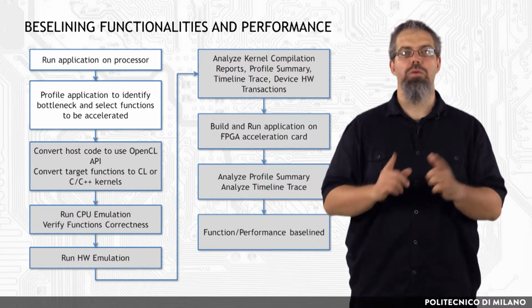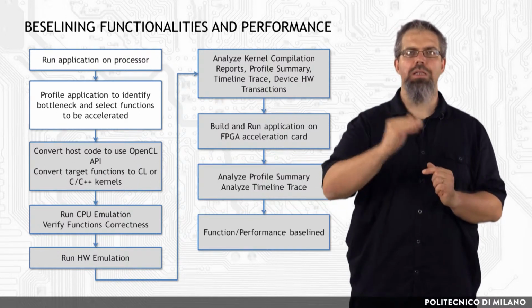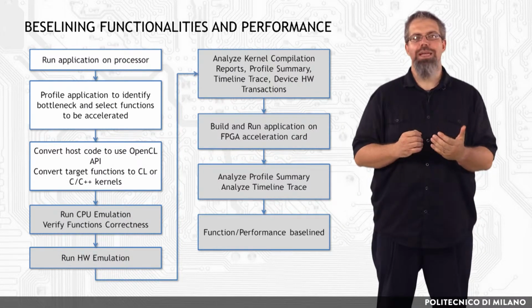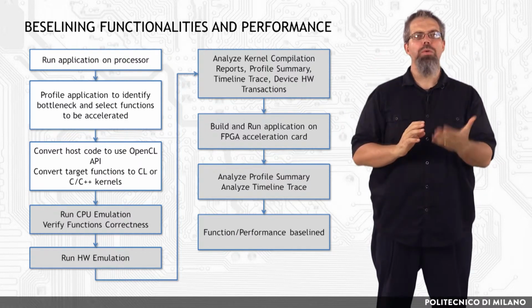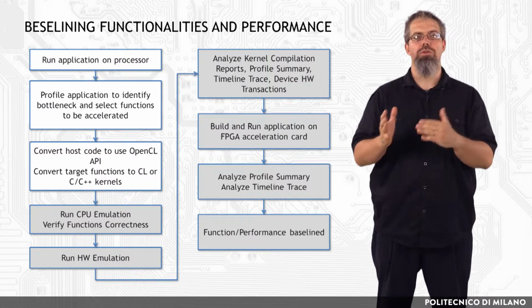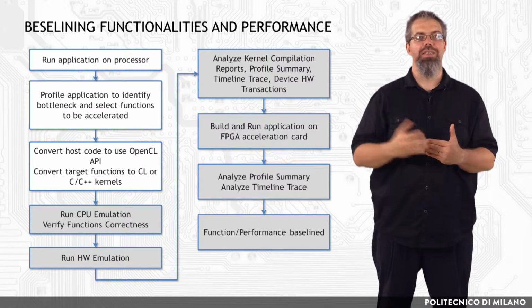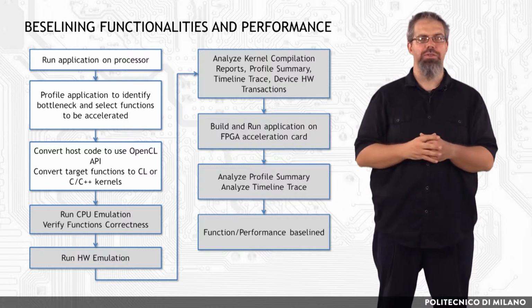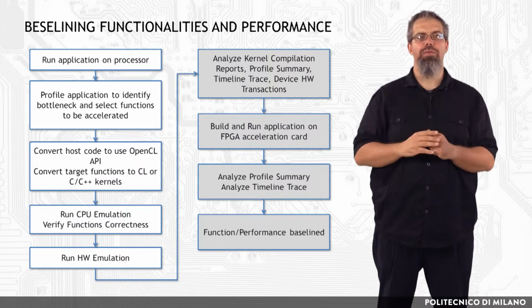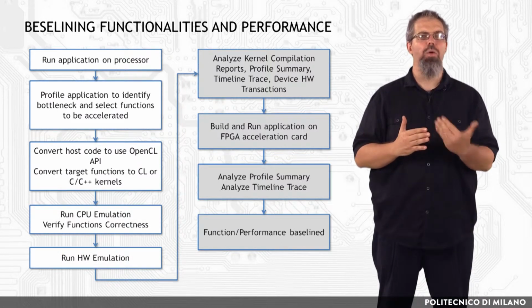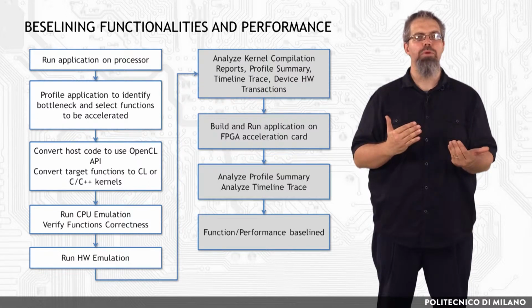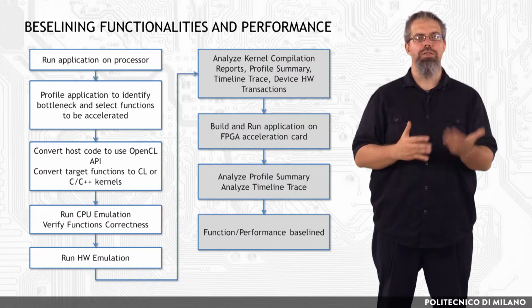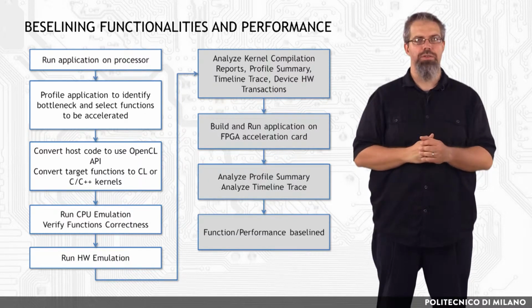Once the target functions have been identified, we are ready to generate a first implementation of our application that can be used to generate a working design on the FPGA to get the baseline performance and resource numbers. This can be done by entering a conversion step where we convert the host code to use the OpenCL API for data movement and task scheduling, and the selected target functions to CL or C, C++ kernels. Now that we have a first idea of what is going to be implemented as a hardware component or as software modules, we can verify the correctness of our implementations by running CPU and hardware emulations.